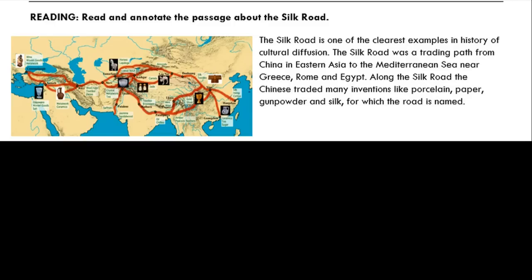The Silk Road is one of the clearest examples in history of cultural diffusion. Remember that cultural diffusion means the spread of culture from one place to another. The Silk Road was a trading path from China in Eastern Asia to the Mediterranean Sea near Greece, Rome, and Egypt. Along the Silk Road, the Chinese traded many inventions like porcelain, which is a type of glass, paper, gunpowder, and silk, for which the road is named.